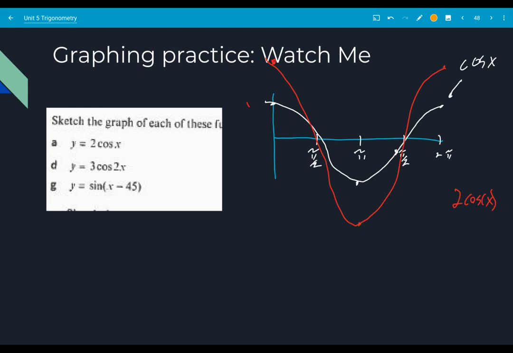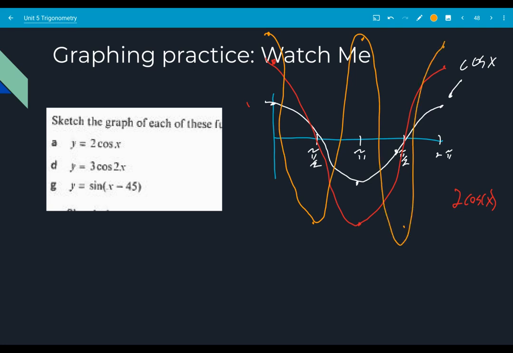Next, we need to look at 3 cosine of 2x. So now instead of 1, we have 2 of those functions, and we go all the way up to 3. So something like that.